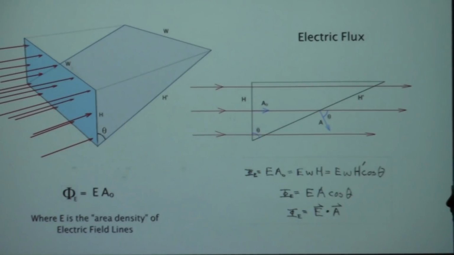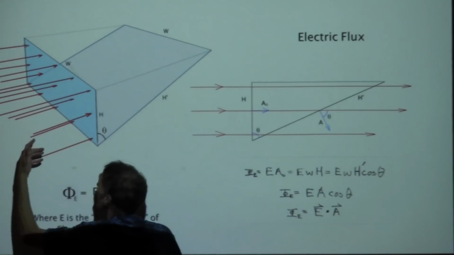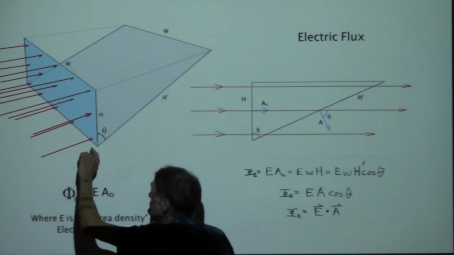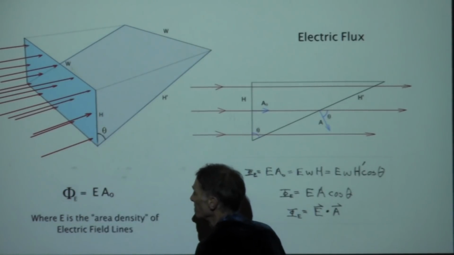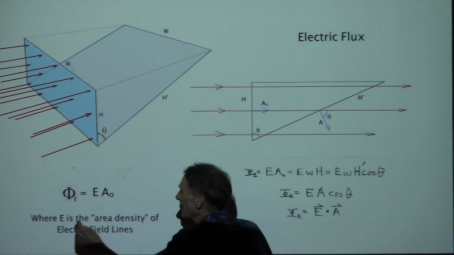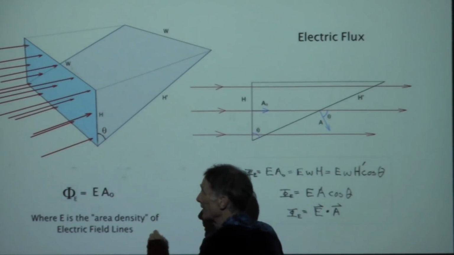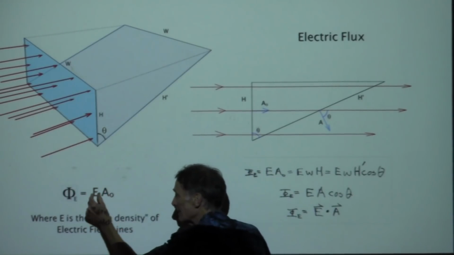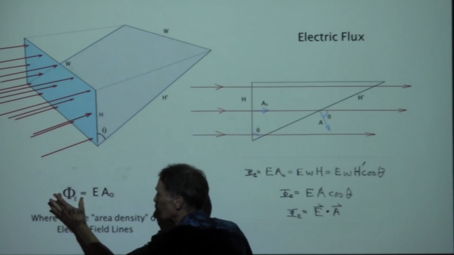Now this idea of flux, let's start with the idea of just a uniform electric field passing through some surface. This is a rectangular surface, width w, height h. And the idea is that E is the area density of the electric field lines, where they're close together. So think of that area density times an area is going to tell you the number of these field lines.